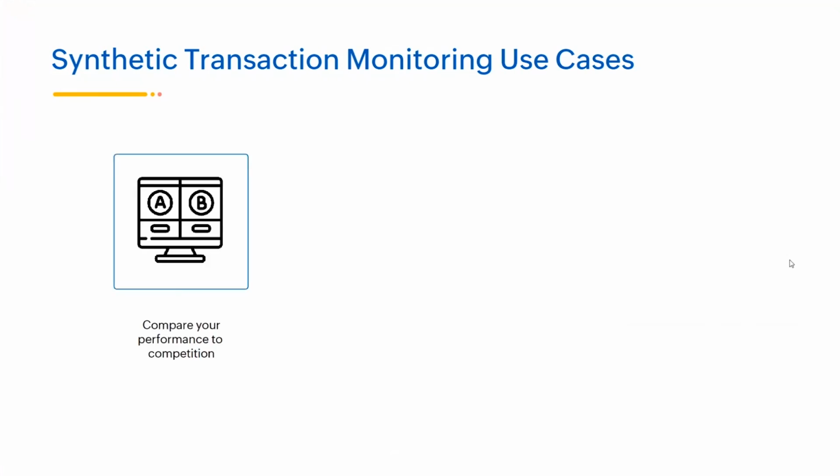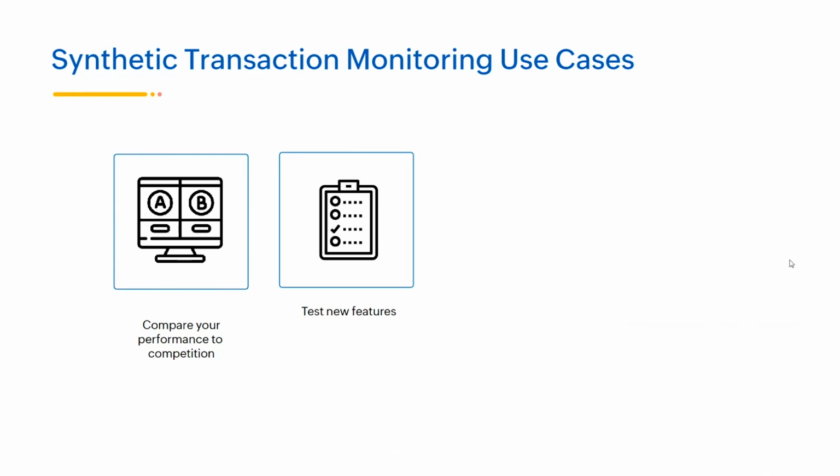So first, you can use it to compare the performance of your website to your competitors. With synthetic performance or synthetic transaction monitoring, you can set up benchmark scenarios to see how your applications are performing over time. You can also benchmark your company's performance against top competitors within a certain historical time frame or within a specific geographical region. This approach will help you establish a strategic outlook and preserve the competitive advantage in the marketplace. You can also test new features.